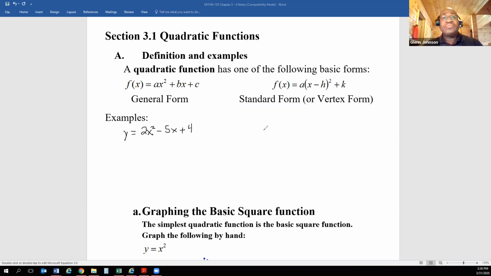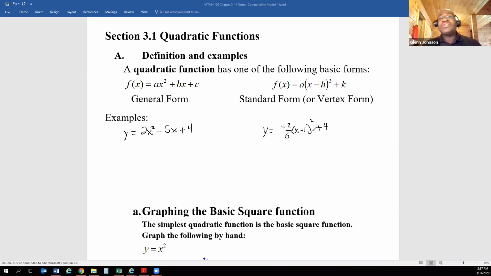The standard form example might look something like this. y equals negative 2/5 times the quantity x plus 1 squared plus 4. So this is an example. Notice with the standard form, you generally have a squared expression, and then on the outside you have it multiplied by a constant, perhaps, and then a term added at the end. Now, both of these are considered quadratic functions.